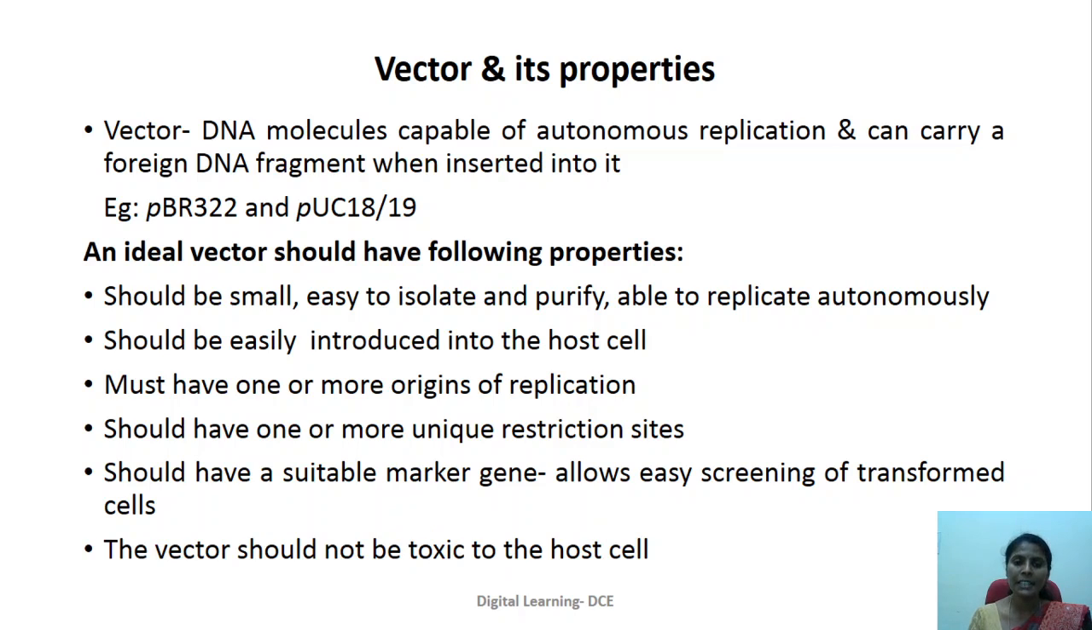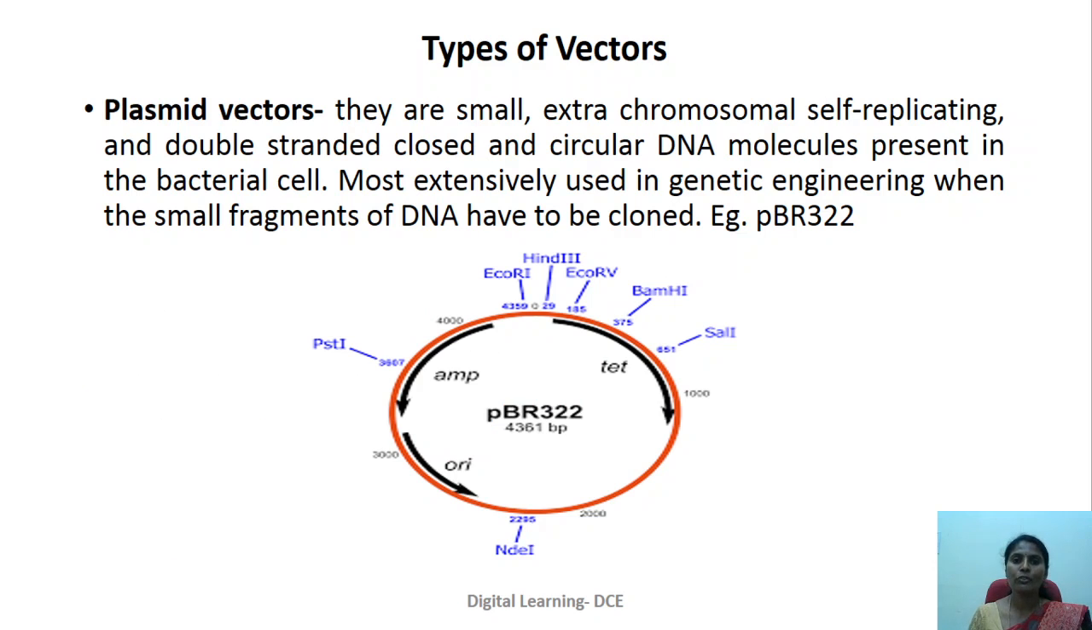A vector should be easily introduced into the host cell. A vector must have one or more origins of replication and also more unique restriction sites. A vector should have a suitable marker gene which allows easy screening of the transformed cells. Finally, a good vector should not be toxic to the host cell. Coming to the types of vector, based on the nature and source, vectors are of different types like plasmid vectors, bacteriophage vectors, cosmids and phasmids. Let us study one by one in detail.